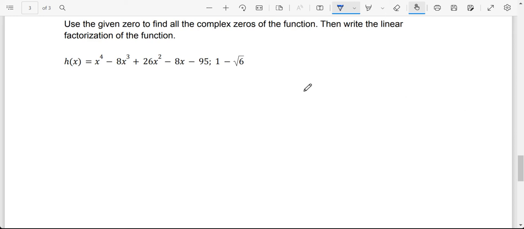So I'm giving you one of the zeros. In this case, it's 1 minus root 6, and we need to find all the complex zeros. So you have one of them. There's 3 more because we see it's a power of 4. So we put 1 minus root 6 in our box, and then the leading coefficients: 1, negative 8, 26, negative 8, negative 95.